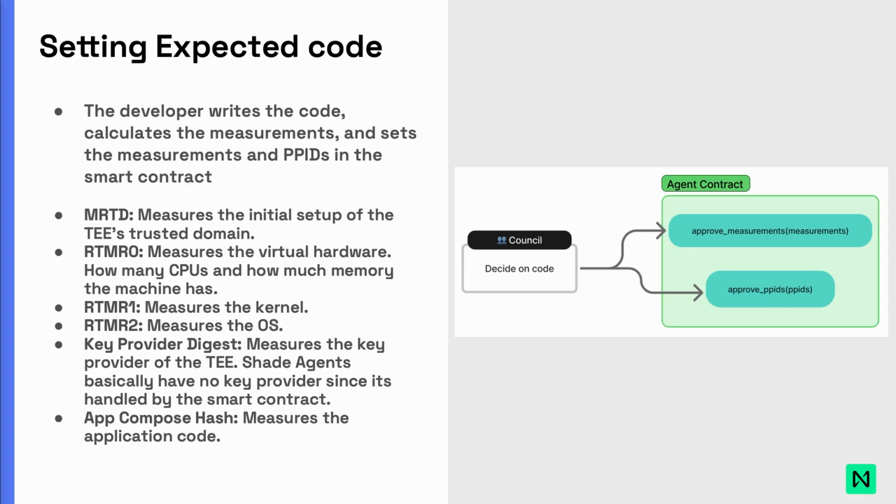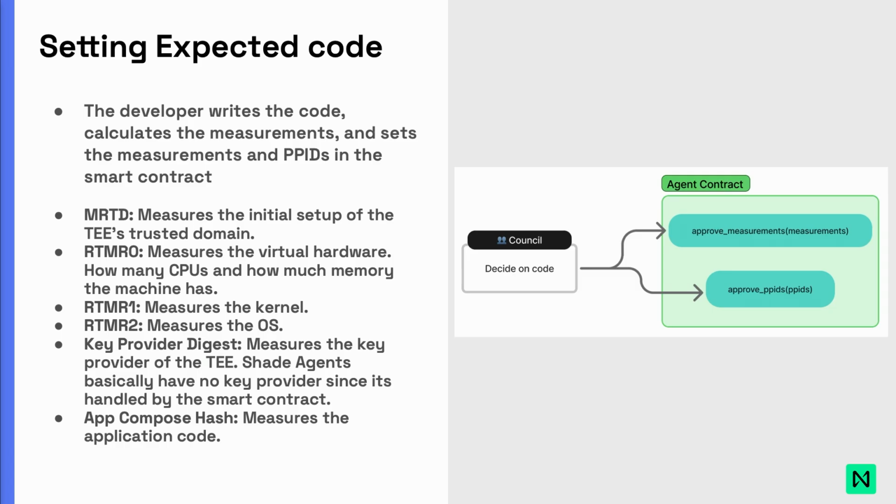So if you approve specific PPIDs, you can actually verify which physical machine this is running on and that it's running in a secure data center. And to go a bit more into the measurements, you can see there's a list here. The MRTD defines the initial trusted domain of the trusted execution environment. RTMR0 is the hardware or the virtual hardware, so how many CPUs, how much RAM it has. RTMR1 and 2 define the kernel and the operating system it's running. And then there's the key provider digest, which sets which KMS it's using.